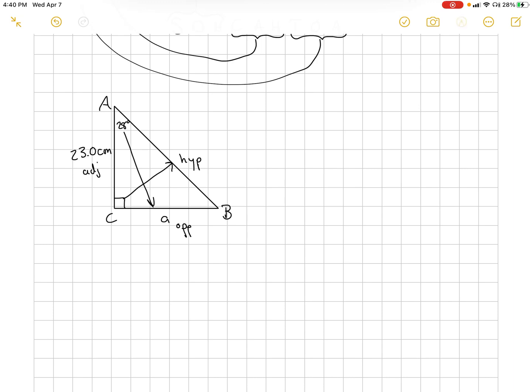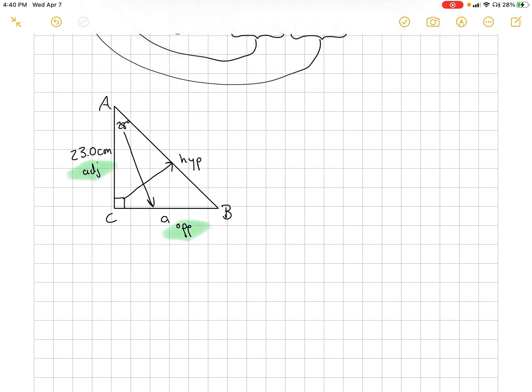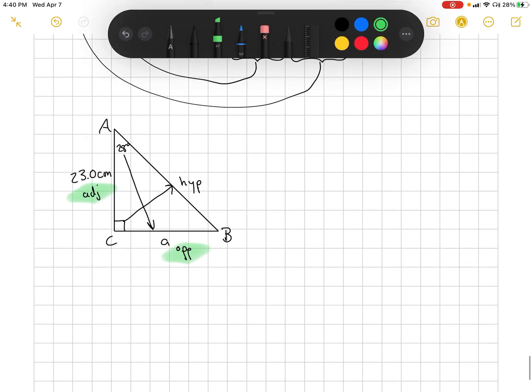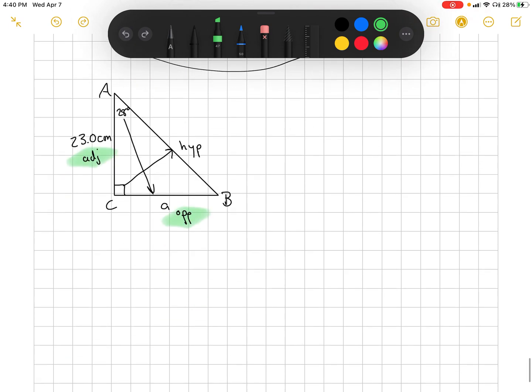Now, if you notice, opposite is what we're looking for, and adjacent is what we have. Opposite and adjacent, TOA, is tangent. So you start with tangent of your reference angle is equal to opposite over adjacent. There's a mark right in your formula. Then you substitute. We know that reference angle A is 28 degrees. And it gives you opposite, which is little a over adjacent, 23.0 centimeters, like so.